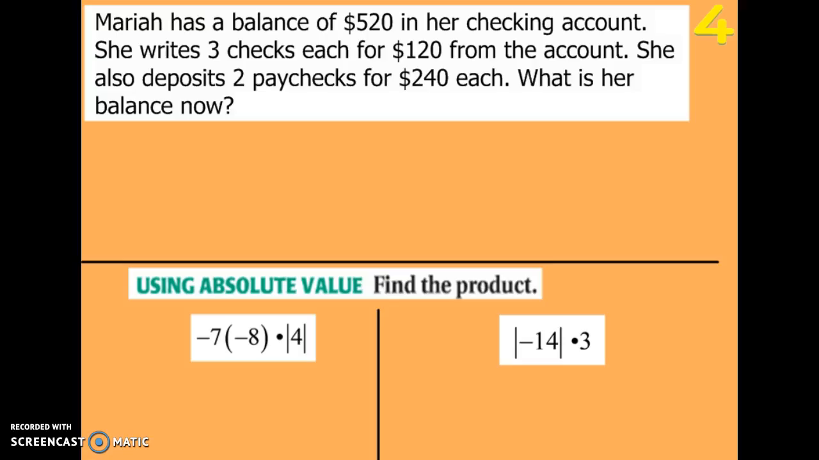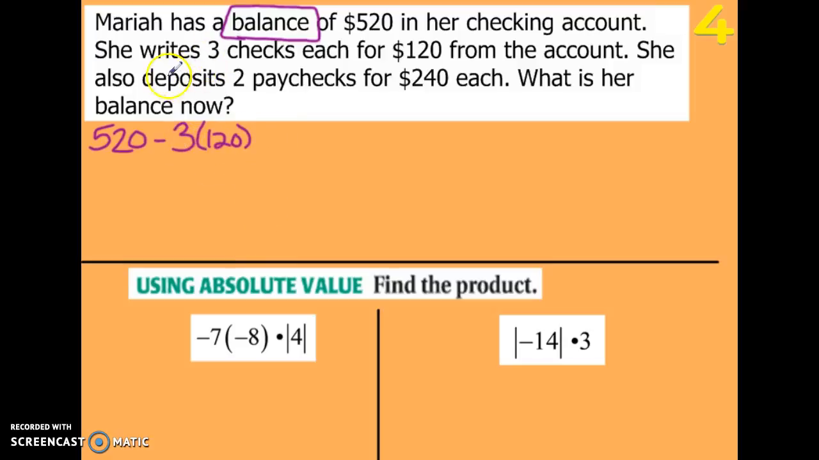Right, on to the next slide. A couple more. This one's a little bit tricky, so stay with me. It says Mariah has a balance of $520 in her checking account. If it's a balance, that means she has money in her checking account, so she has $520. She writes 3 checks, each for $120 from the account. If you're writing 3 different people checks, that money is going out of your bank account, so it's subtracting. So we're subtracting 3 checks that are each $120, so 3 times 120.